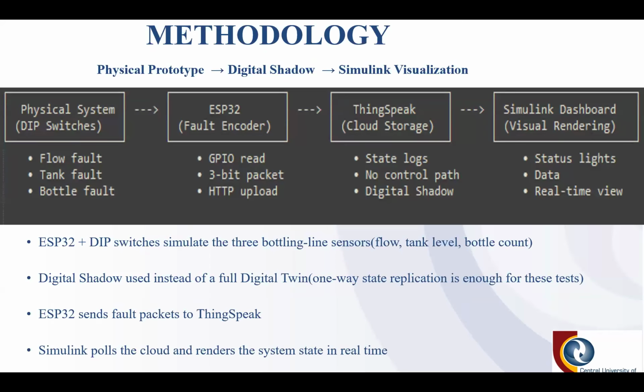Methodology. Above is the simplified architecture used to implement the water bottling plant prototype. 3 dip switches represent the physical sensors, the water flow sensor, the water level sensor, and the bottle count sensor, and their respective states read by an ESP32. This setup forms the digital shadow of the system, where the physical state is mirrored one way to the cloud, as mentioned earlier. The ESP32 sends small HTTP payloads to ThingSpeak, and Simulink polls this data to render status lights and gauges in real time. This pipeline serves as the baseline, and all latency measurements begin from this point.